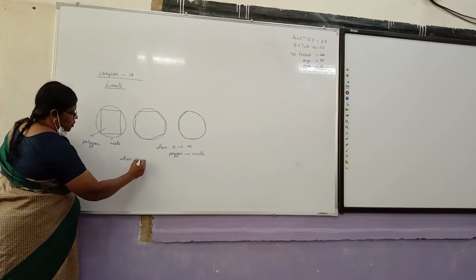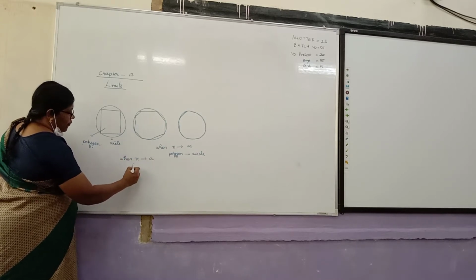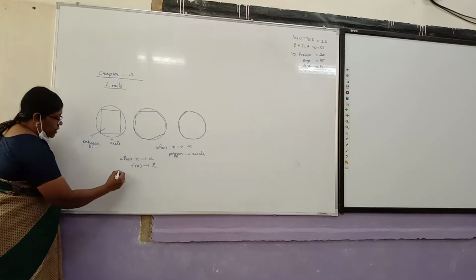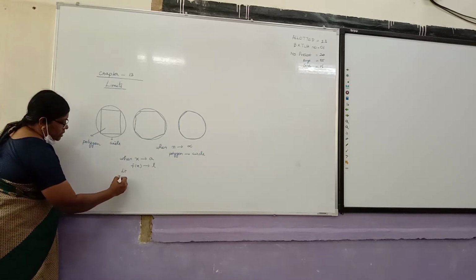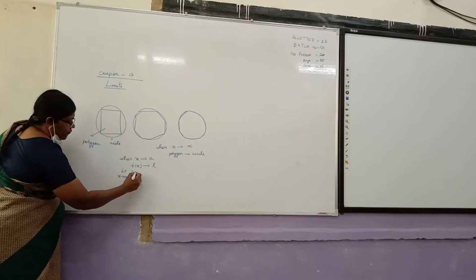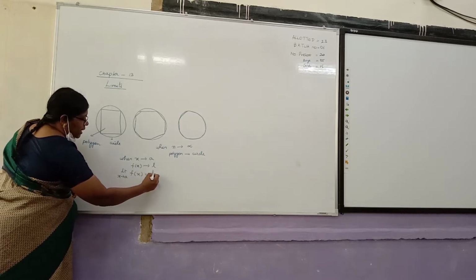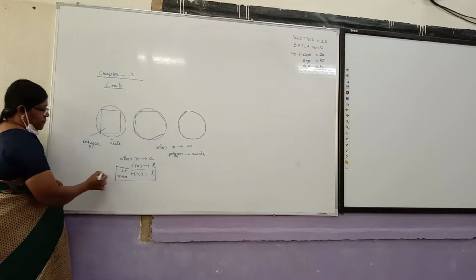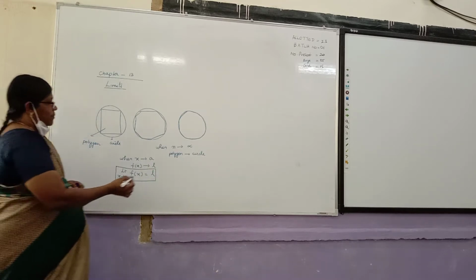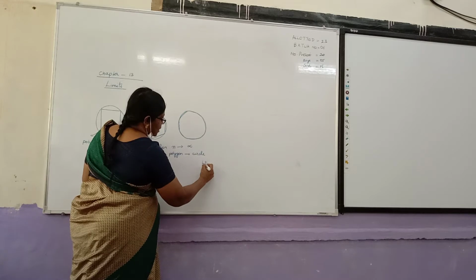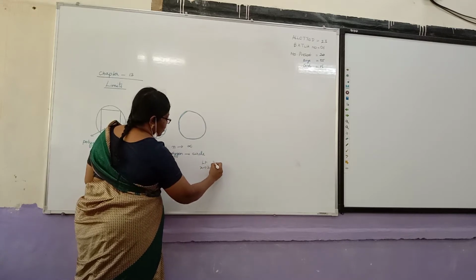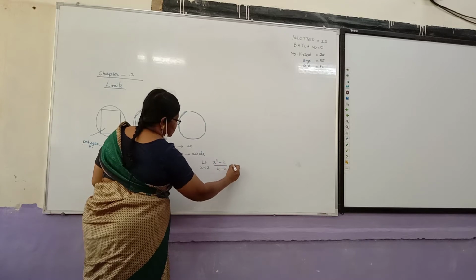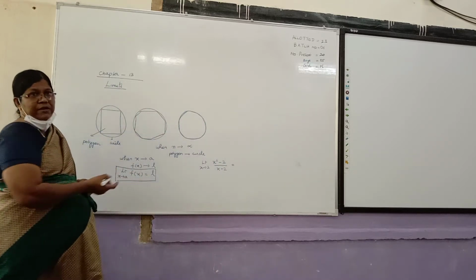when x tends to a, f of x tends to l. Symbolically, you write limit x tends to a, f of x is equal to l. This is the meaning of limit. But when you do a sum, for example, limit x tends to 2, x square minus 4 by x minus 2, you have to evaluate this.